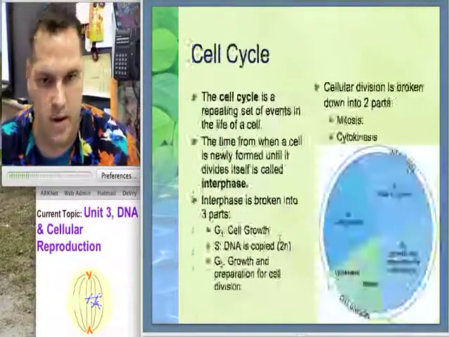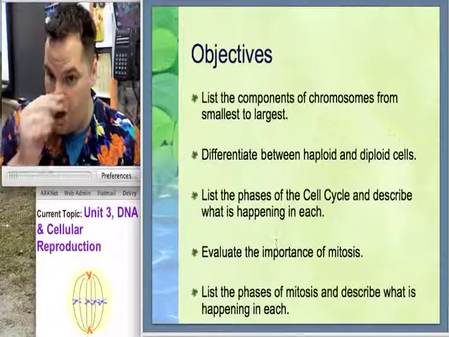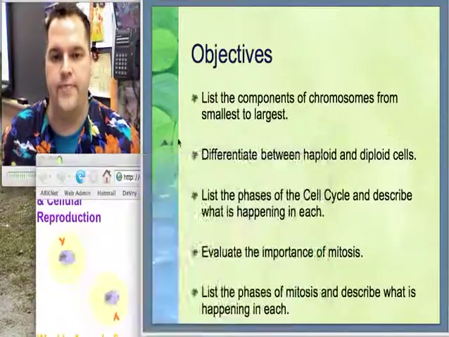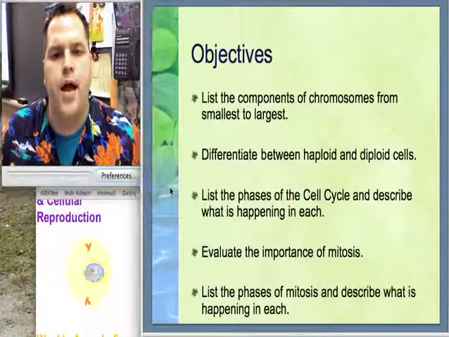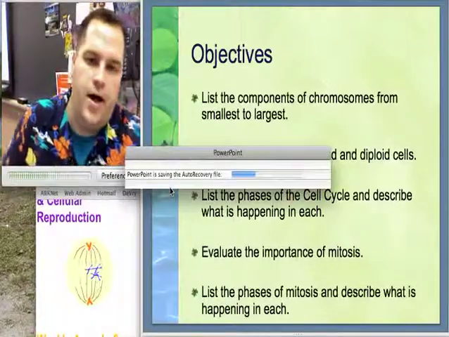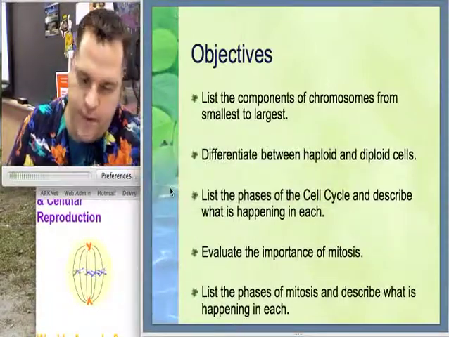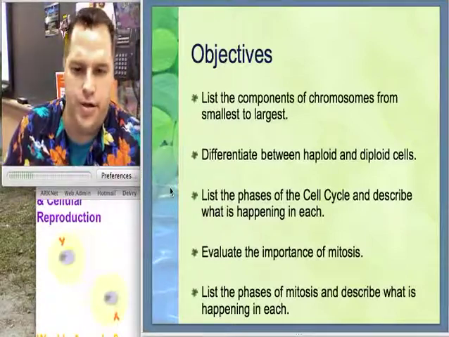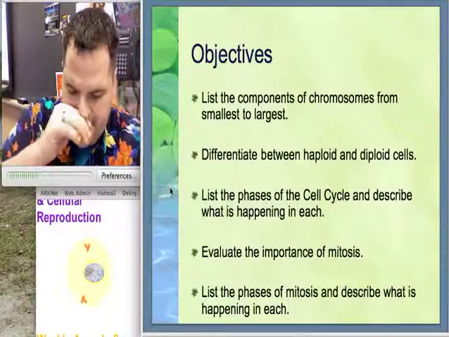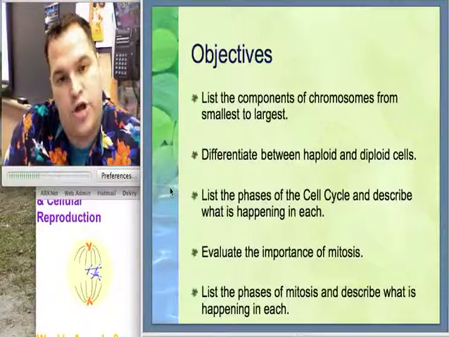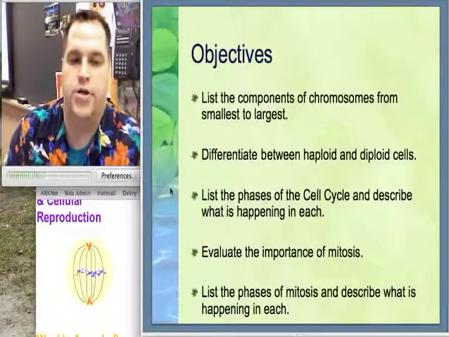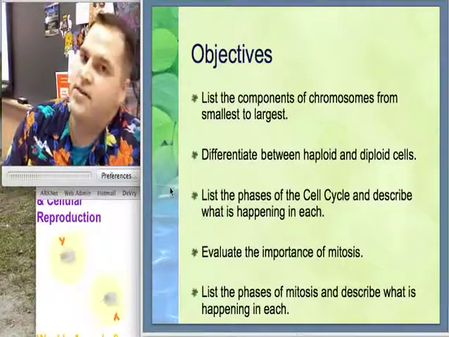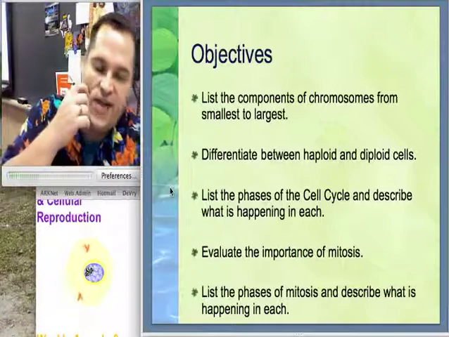Let me go ahead and get all the way up to the front here so we can go over what it is that we hope to learn today. All right. Now, one of the things we're going to do is talk about how chromosomes are made up. We're going to differentiate between the terms haploid and diploid, which you're going to hear a lot in the coming weeks. We're going to talk about the phases of a life cycle, why mitosis is important, and the phases of mitosis and what's happening at each phase.